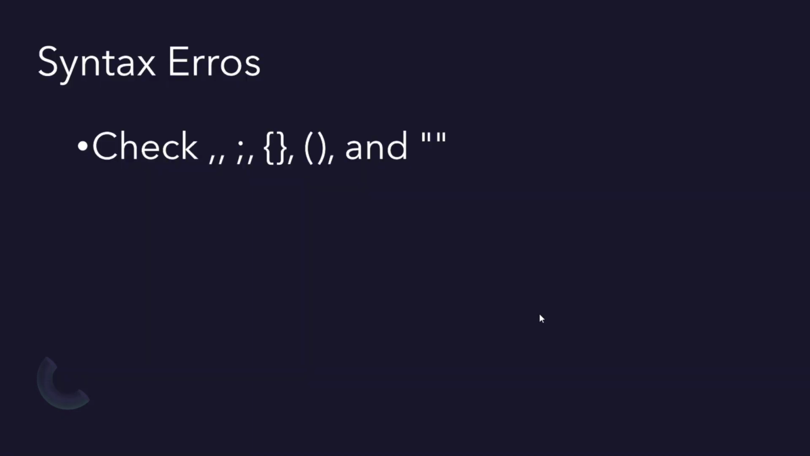A compiler translates Java code into a class file that could be run on your computer. Compiler or syntax errors are reported to you by the compiler if the Java code is not correctly written. Some things to check if you get a syntax error are the commas, semicolons, brackets, parentheses, and quotation marks.